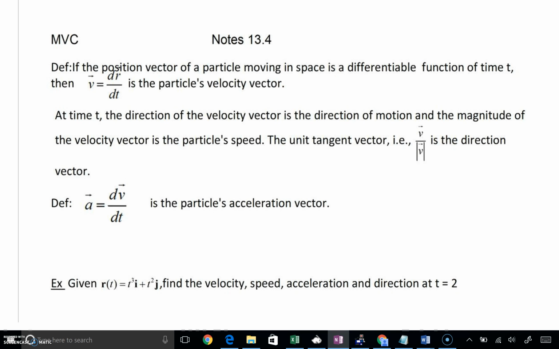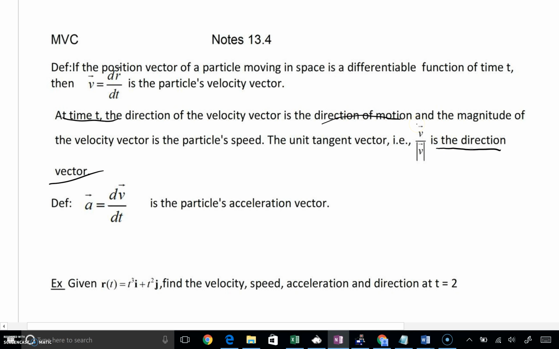If the position vector of a particle moving in space is a differentiable function of time, the derivative dr/dt is v. That vector is the velocity vector at time t. The direction of the velocity vector is the direction of the motion, and the magnitude of the velocity vector is the particle's speed. And the unit tangent vector is going to be called the direction vector.